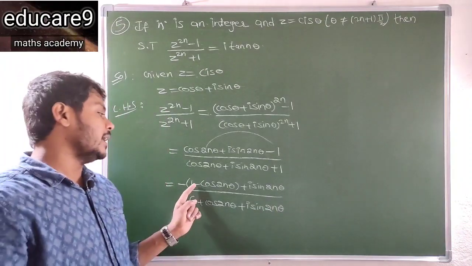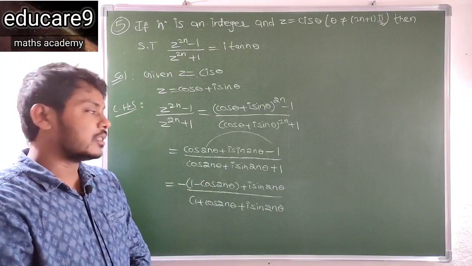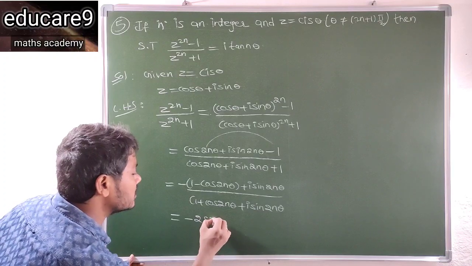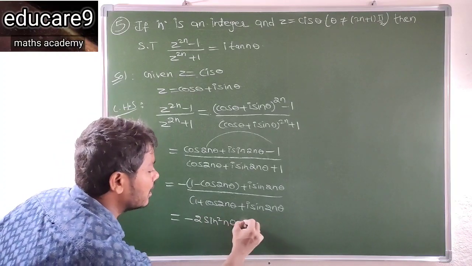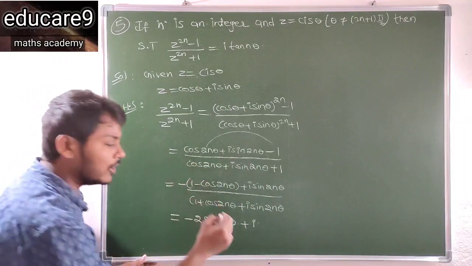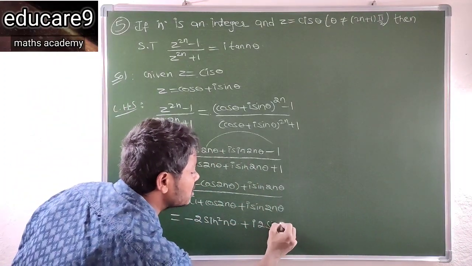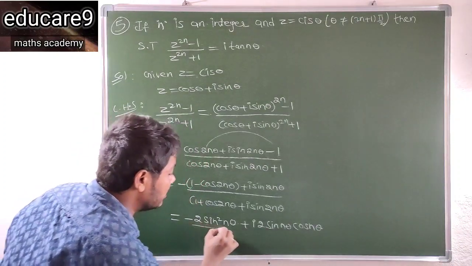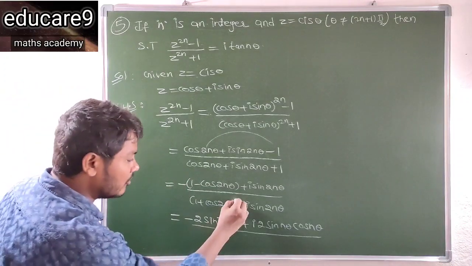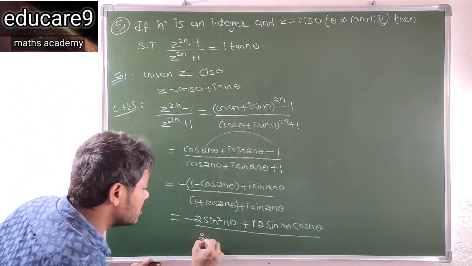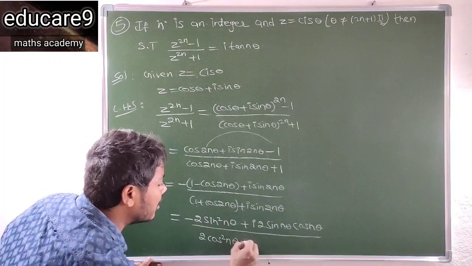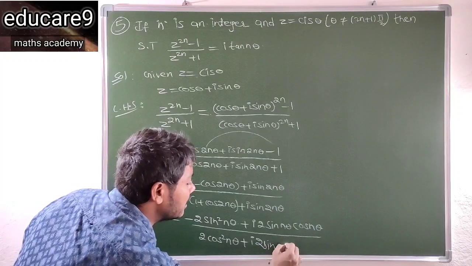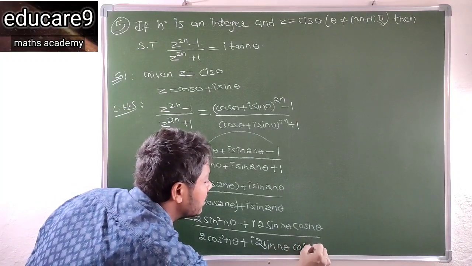So you know that 1 minus cos 2 theta formula is 2 sin square theta. So you will get minus 2 sin square n theta. Again, sin 2 theta formula is 2 sin theta cos theta. So that is 2 sin n theta cos n theta. So divide by, again, 1 plus cos 2n theta formula, that is 2 cos square n theta, plus i into similarly this formula 2 sin n theta cos n theta.